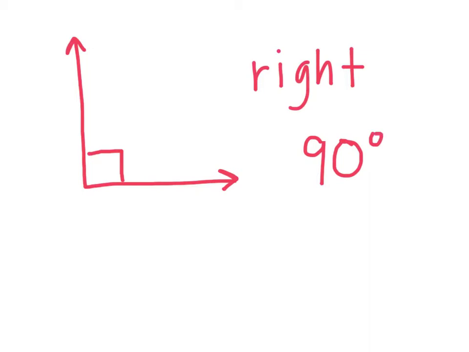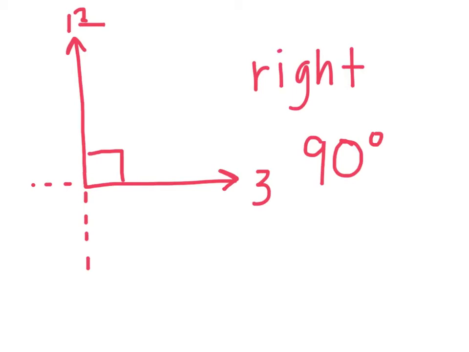It is when 2 lines, if I can just imagine that this line goes on and this line goes on, are perpendicular to each other. If you think of one of the lines as the 12 o'clock and the other one as the 3 o'clock on a clock face, you can see that 90-degree angle.